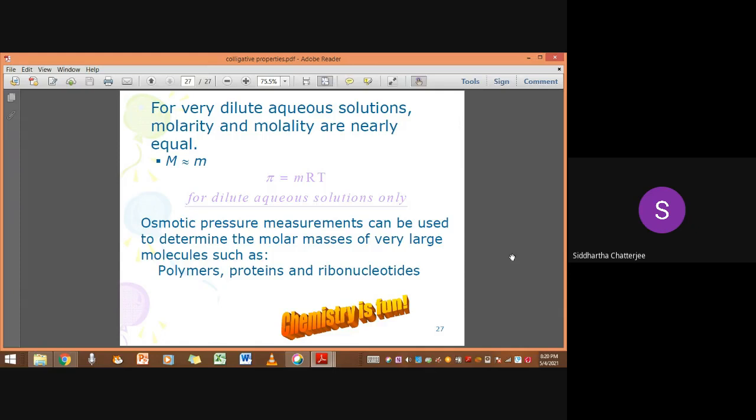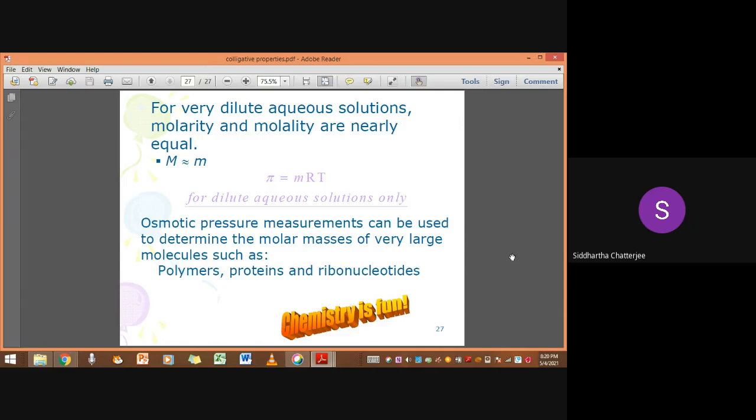In case of the elevation in the boiling point, you are writing del Tb equal to i Kb m, where m means small m, molality. Similarly, in case of the freezing point depression, you are writing del Tf equal to i Kf m. Then similarly, for osmotic pressure, you are writing pi equal to i CRT. Now, for ideal solution, when there is no association and no dissociation, you will find i equal to 1. Other than that, for electrolytic solution, i is going to be greater than 1.